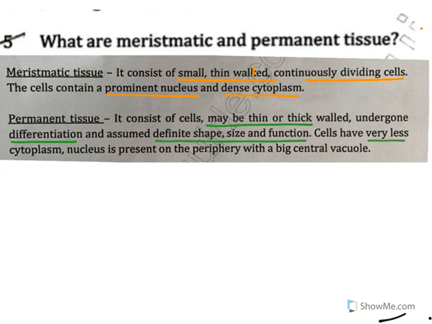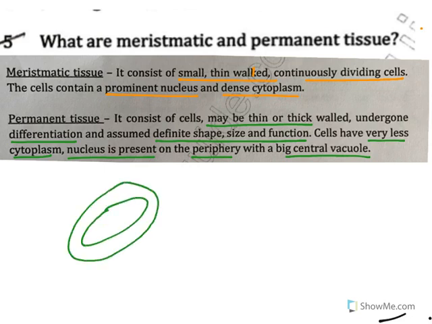The cells have very little cytoplasm. The nucleus is present at the periphery with a big central vacuole. So in the permanent, you have the cell. In the center, you have a vacuole, and the nucleus is in one corner, at one side towards the border. But when it comes to meristematic, the nucleus is in the center and it's got a dense cytoplasm, hardly any vacuoles. But in the permanent, it has got vacuoles.